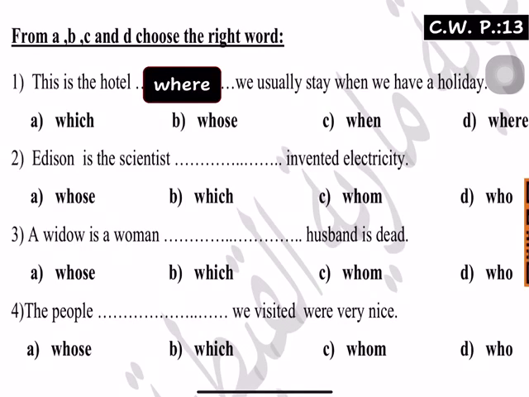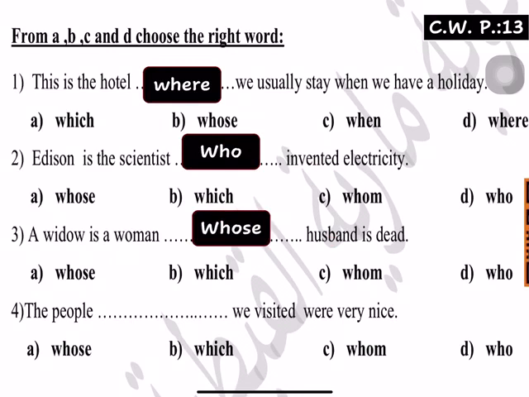2. Edison is the scientist invented. Here we have a verb. So, of course, the answer is who? 3. A widow is a woman husband is dead. So, husband here is a noun. So, we have to use whose. Very good, girls. Number 4, the people we visited were very nice. So, we have here we visited, subject and a verb, and of course we are going to use whom.